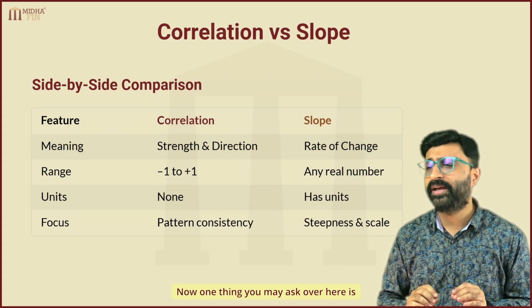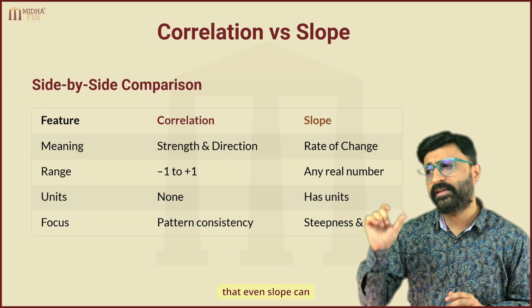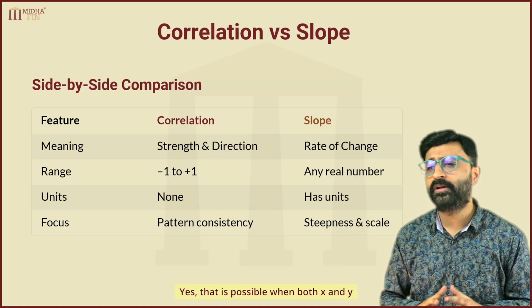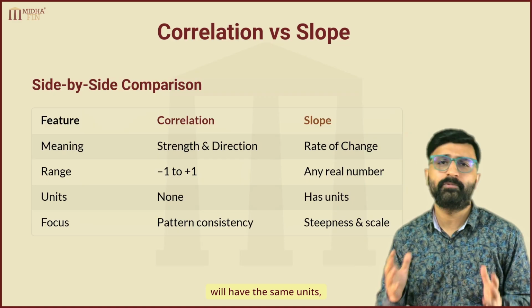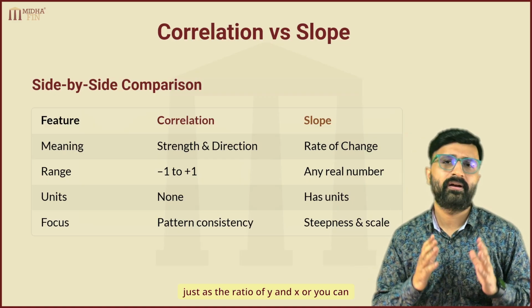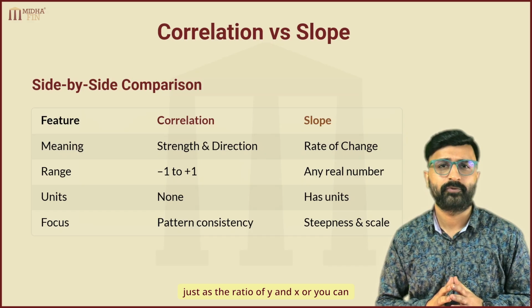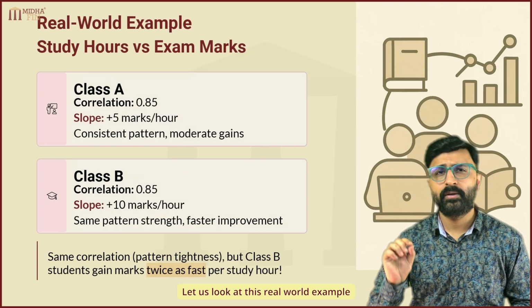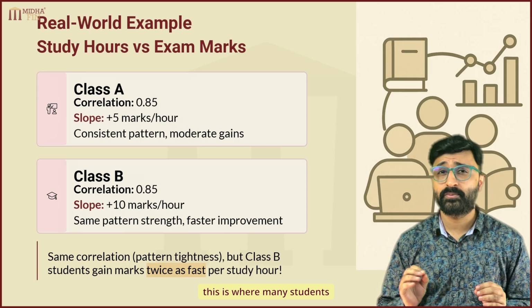Now, one thing you may ask over here is that even slope can sometimes have no units. Yes, that is possible when both x and y have the same units. Then slope can be expressed just as the ratio of y and x, or you can say change in y by change in x.